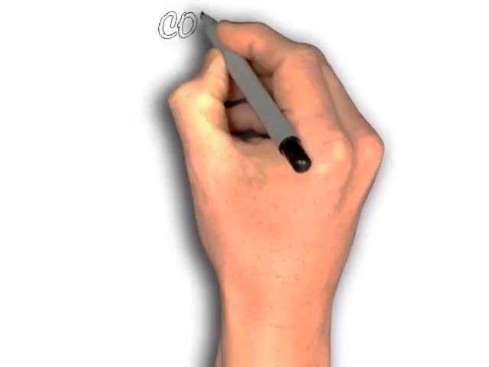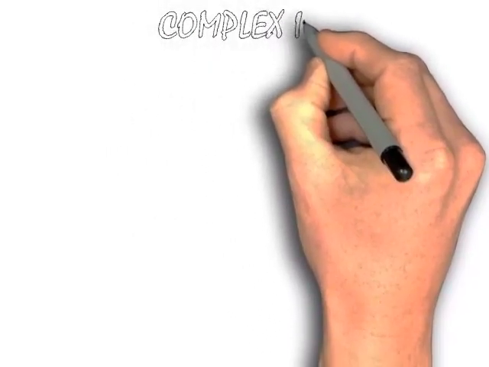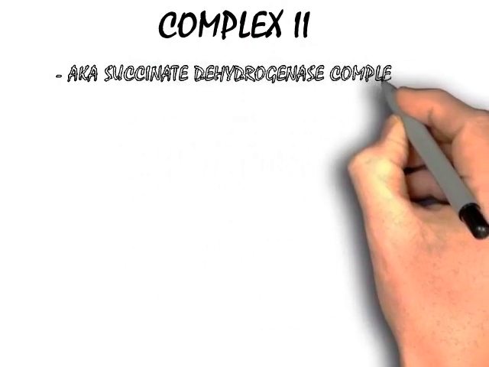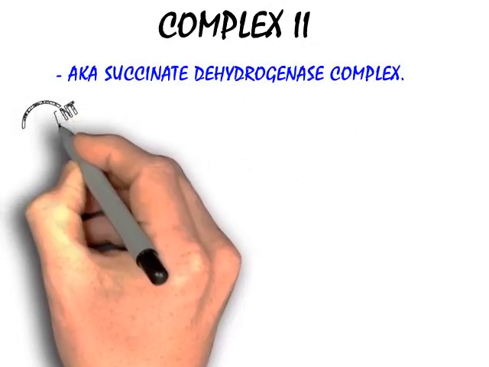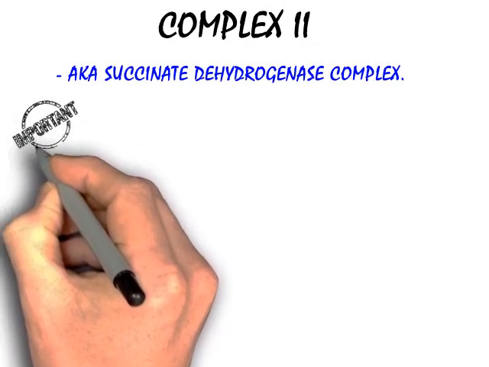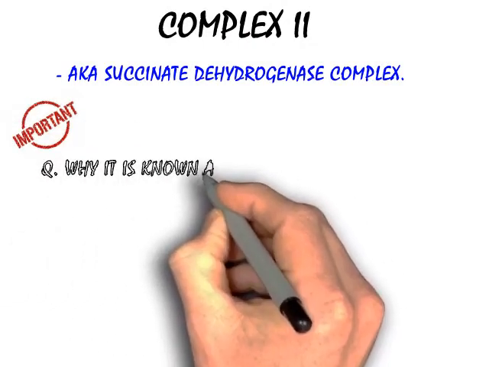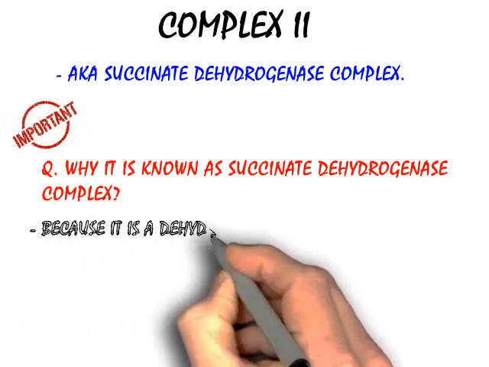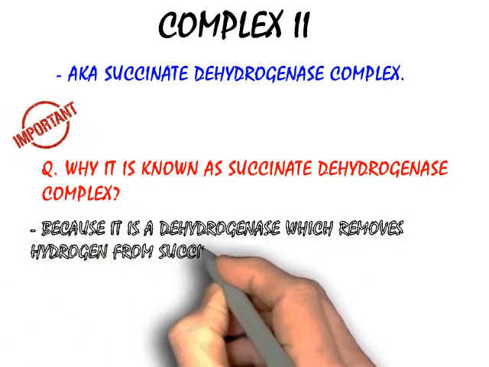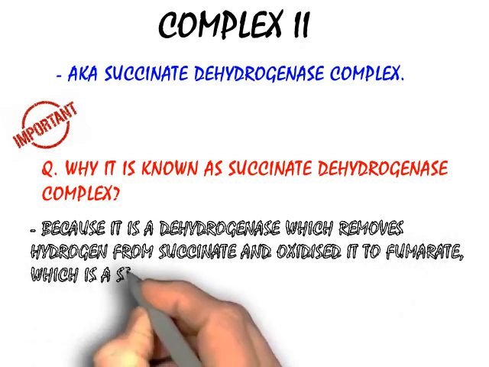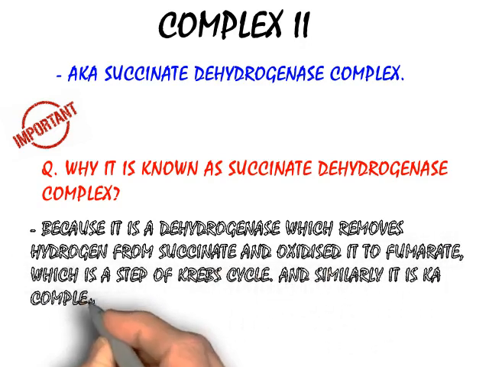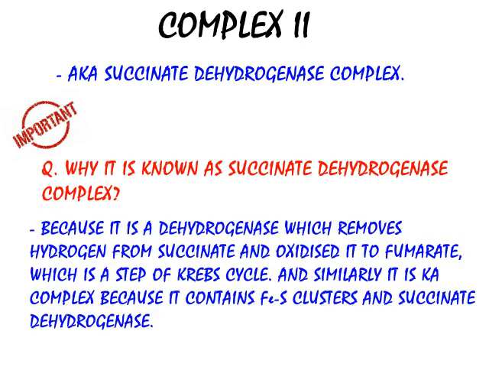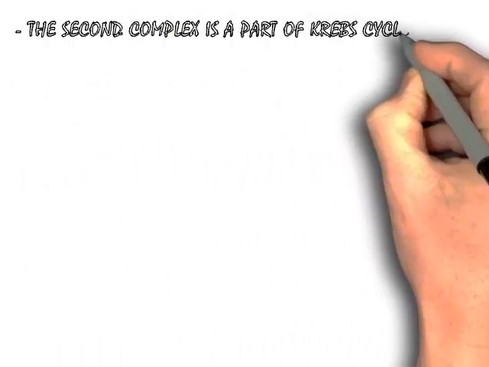Now let's talk about the complex number 2. The complex 2 is also known as succinate dehydrogenase complex. Now here also the question arises why it is known as succinate dehydrogenase complex. It is so because it is a dehydrogenase which removes hydrogen from succinate and oxidizes it to fumarate, which is a step of Krebs cycle. And similarly, it is known as complex because it contains iron sulfur clusters and succinate dehydrogenase.